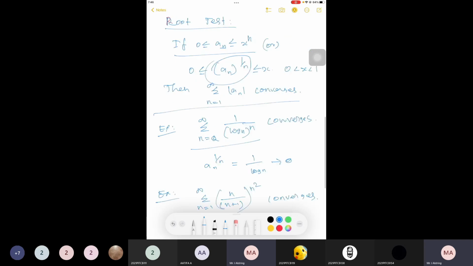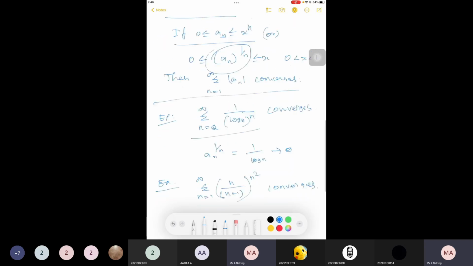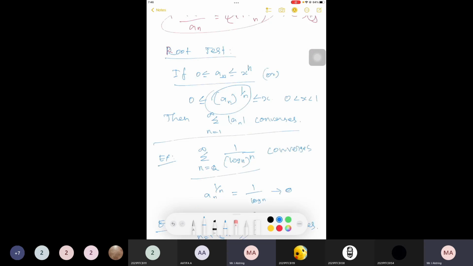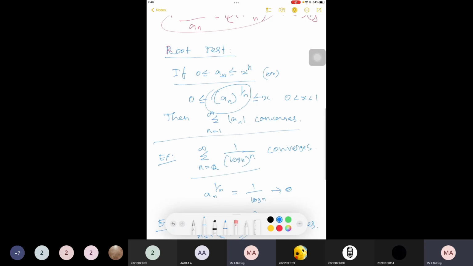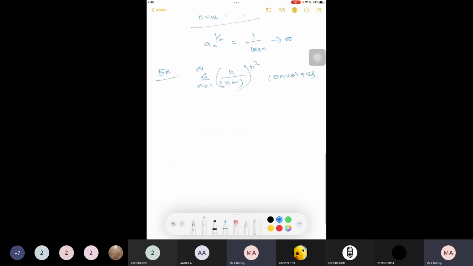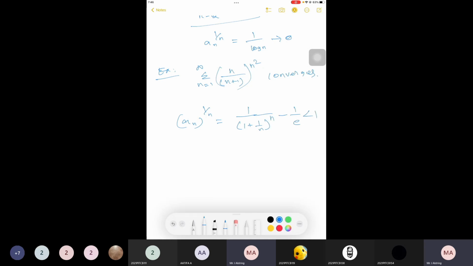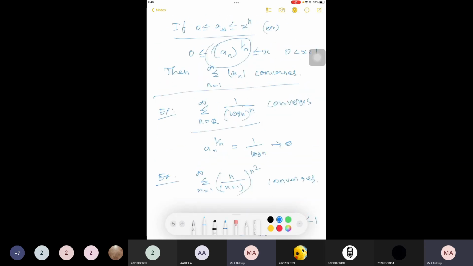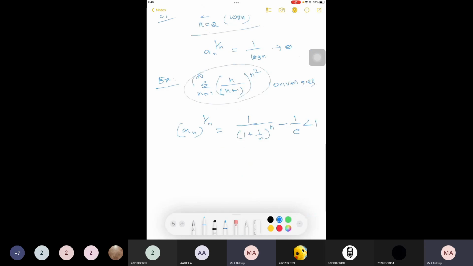For example, the condition for the root test is 0 less than or equal to a_n power 1 by n is less than or equal to x. Based on the condition, we can verify that a_n power 1 by n is equal to 1 divided by (1 plus 1 by n) power n. Definitely this value is equal to 1 by e. This value is less than 1. Less than 1 in the sense we can say that the series converges.